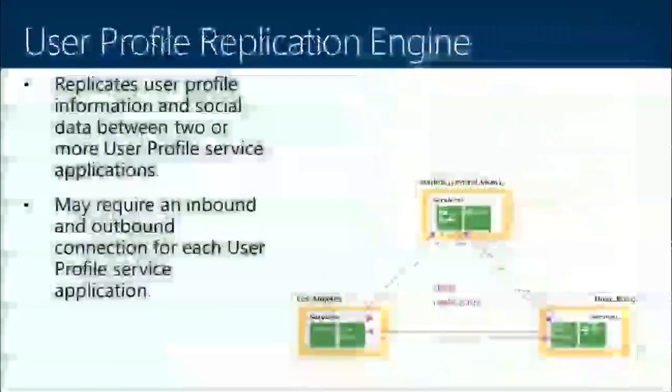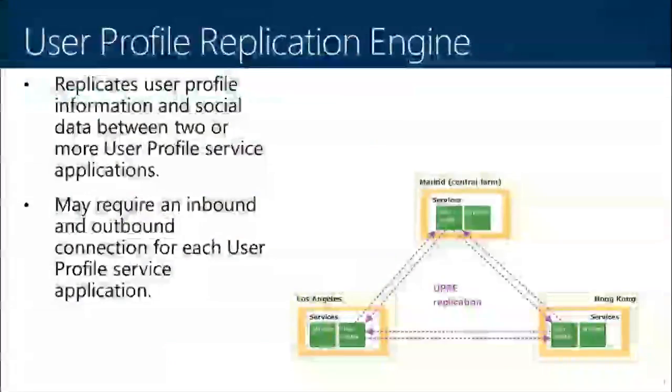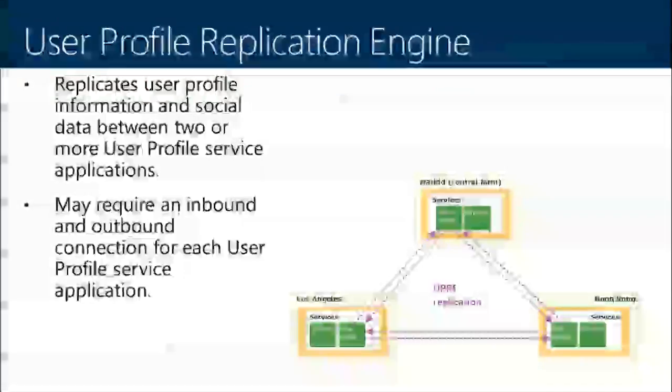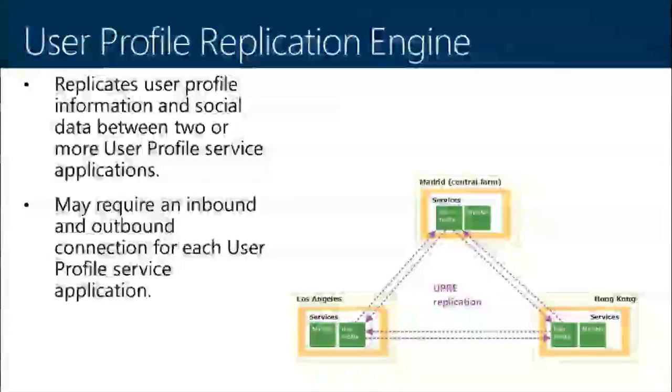And we mentioned the implementation of the User Profile Replication Engine, or UPRE. So that replicates profile information between farms, between user profile service applications. And it's a single direction sort of replication setup. If you need to do bidirectional, it'll be 2 single direction UPRE setups. And what's depicted here is a 3-farm environment where we have 6 separate User Profile Replication Engine connections set up.